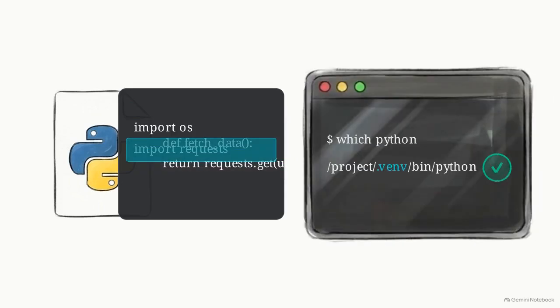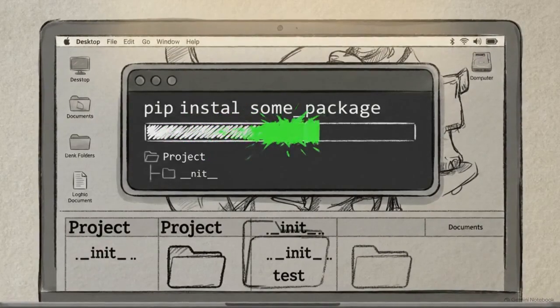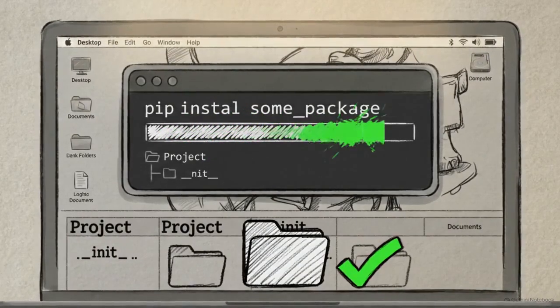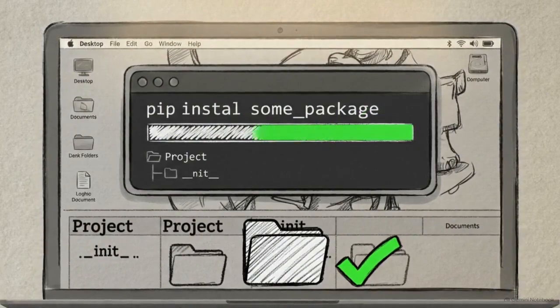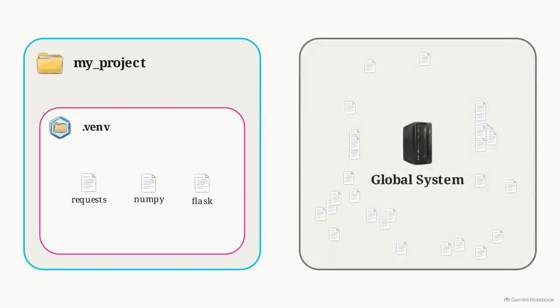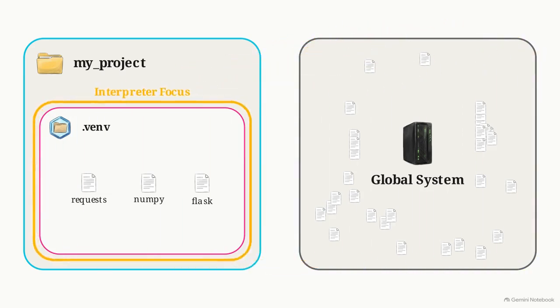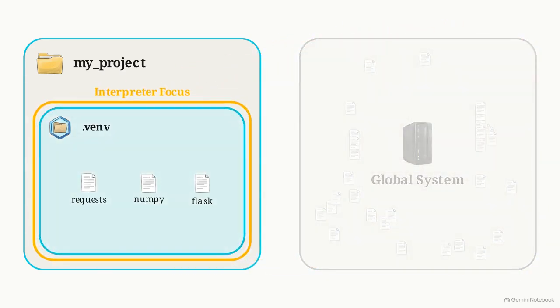With the environment active, any package you install using pip stays within this folder, leaving the rest of your system untouched. This ensures every package your project needs is contained within the boundaries of this specific directory. Isolation works by redirecting the Python interpreter's focus. Instead of looking at global libraries, it only looks at the ones you've explicitly installed in this private folder.